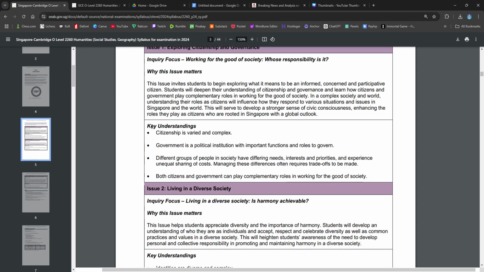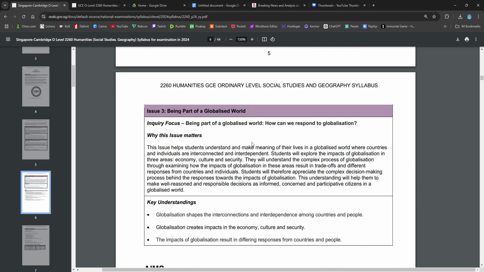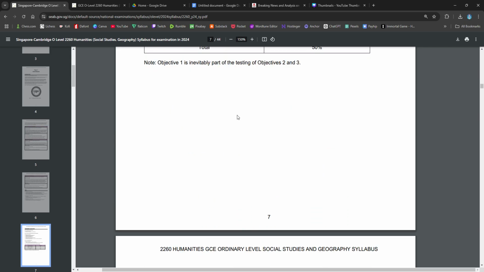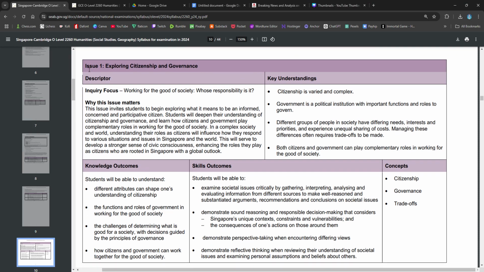Key understandings. This is what the examiners are trying to test you on. Right? Test you in terms of your understanding. Right? Not the concept, but understanding. Take a look at this. These are the various keywords inside here, if you're wondering. Now, if you go down all the way here, take a look at this. This actually gives you the various keywords you need to use, or the various concepts you need to understand. Take a look at this. There's a lot of things that you should know: citizenship, governance, trade-offs, all these different things.